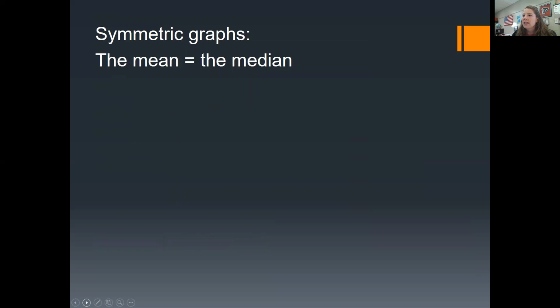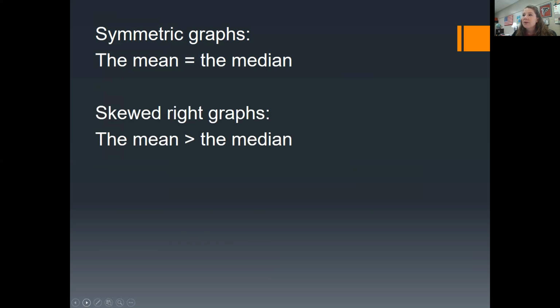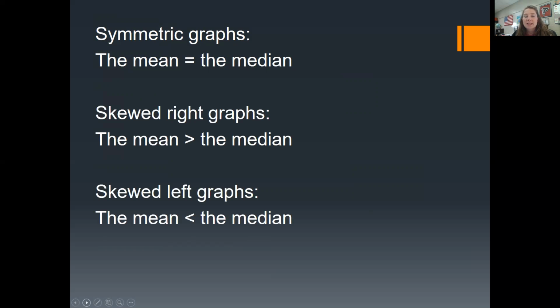All right, if you're talking about the center of your data, normally that has to do with either the mean or the median. If you have a symmetrical graph, the mean and the median are going to match, or they're going to be very close. However, if you have a graph that skews right, that means the mean is going to be greater than the median. The opposite is true: if you have a graph that skews left, the mean is going to be less than the median.